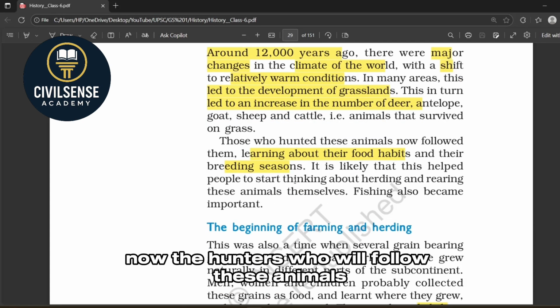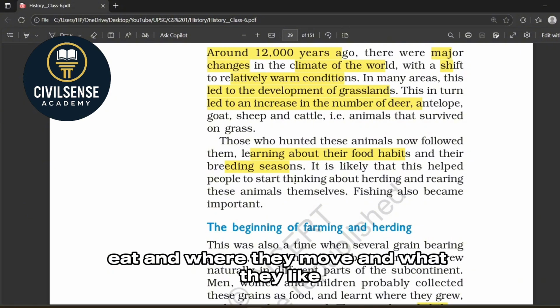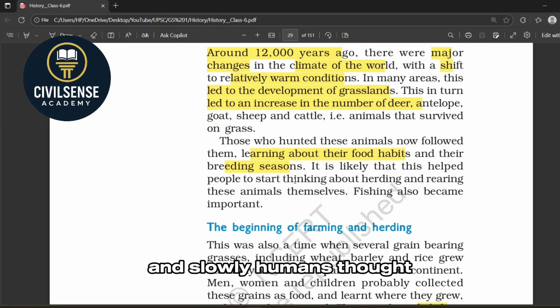Now, the hunters who followed these animals started to watch them closely: how they eat, where they move, and what they like. And slowly humans thought, instead of always running after them, why don't we keep them with us? They thought like that. So this is how the idea of taming animals started.